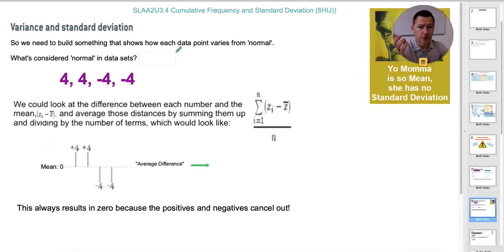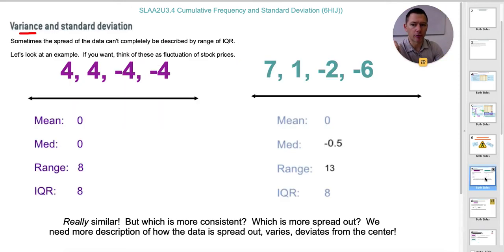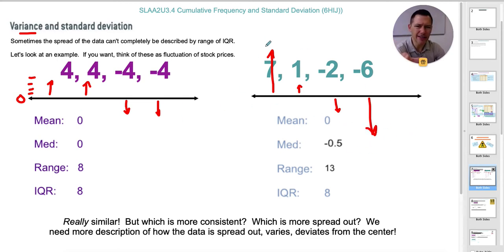So we need to do something that shows how each data point is separated from the average. Here the average is 0, and so 4 is like 1, 2, 3, 4 above. This one is 4 above, and this one is 4 above, and this is 4 below and 4 below, right? And this one's 7 above and 1 above and 2 below and 6 below. I'm kind of visualizing like that, but they're all kind of averaging. I need a way to show how much these are spread out in general.